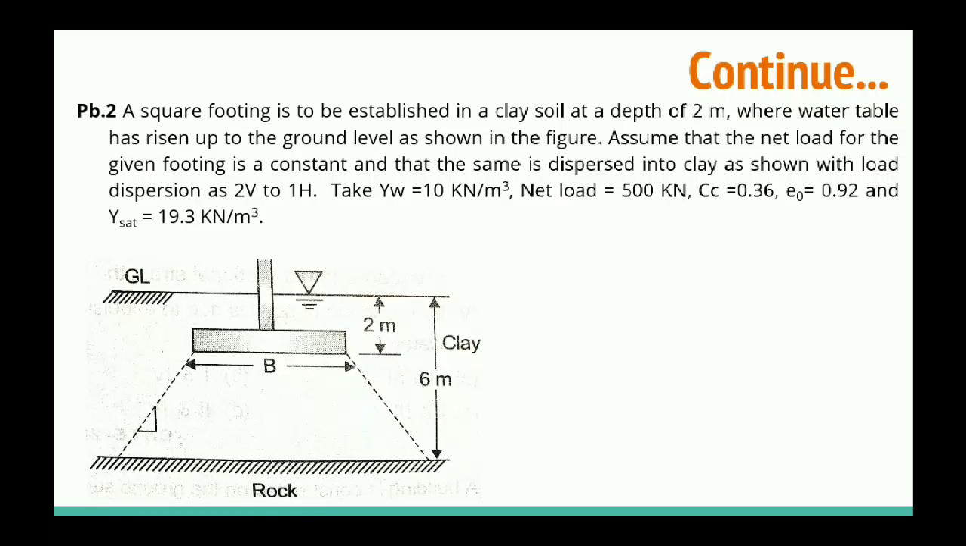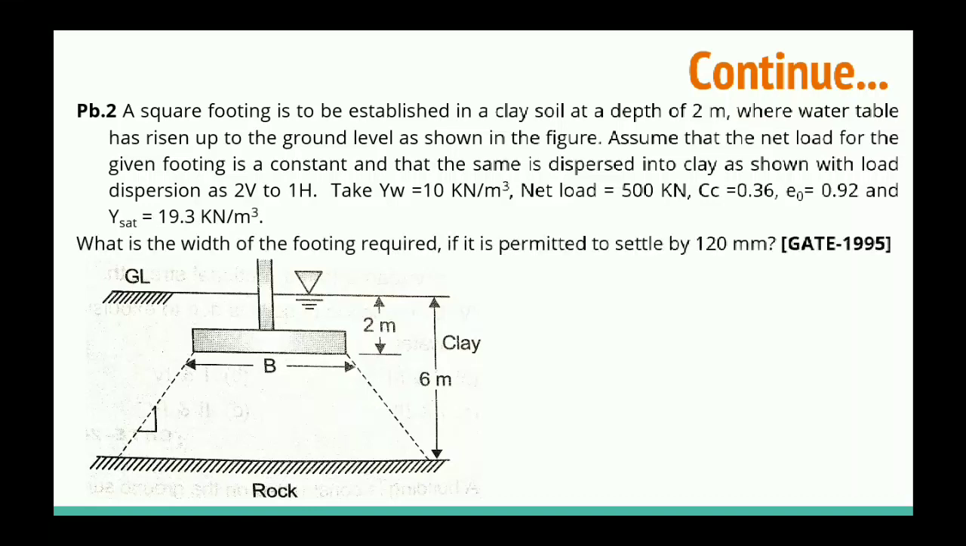Okay. Take the value of unit weight of water as 10. Net load given is 500 kilonewton. Compression index given is 0.36. Initial void ratio is given as 0.92, and saturated unit weight is given as 19.3 kilonewton per meter cube. Okay. What is the width of the footing required if it is permitted to settle by 120 mm?